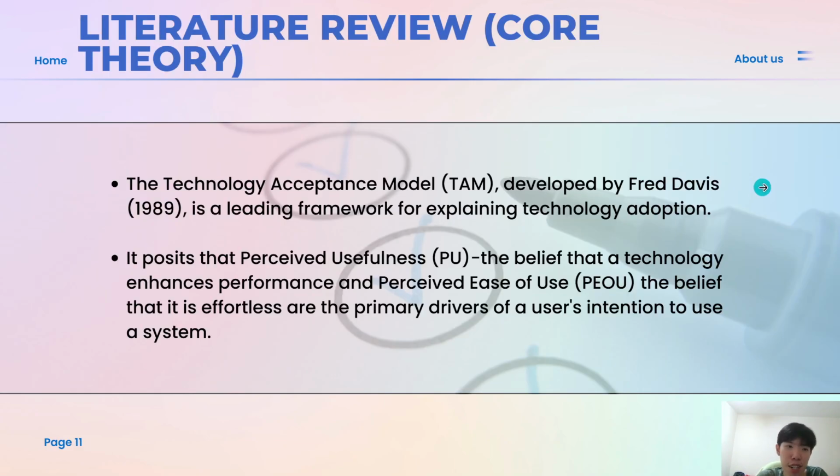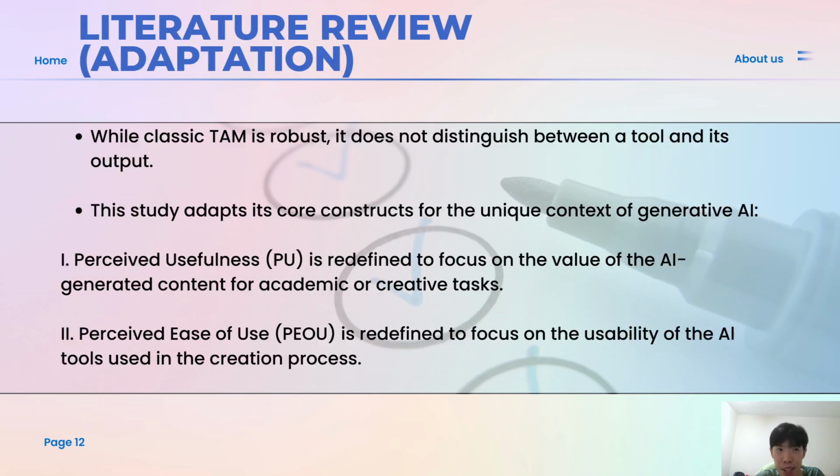So for the literature review, TAM was developed by Fred Davis and is a leading framework for explaining technology adoption. It posits that perceived usefulness, the belief that a technology enhances performance, and perceived ease of use, the belief that it is effortless, are the primary drivers of a user's intention to use the system.